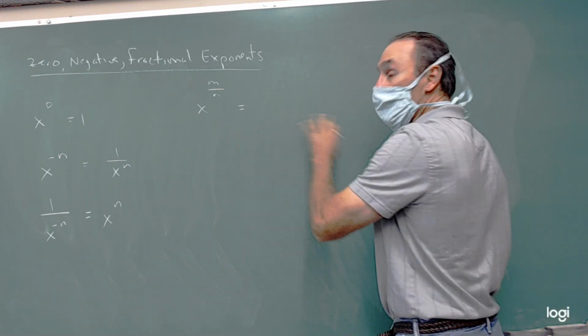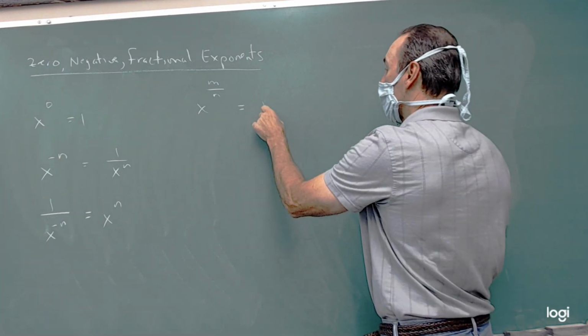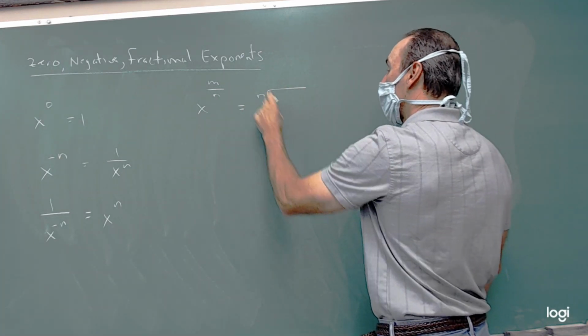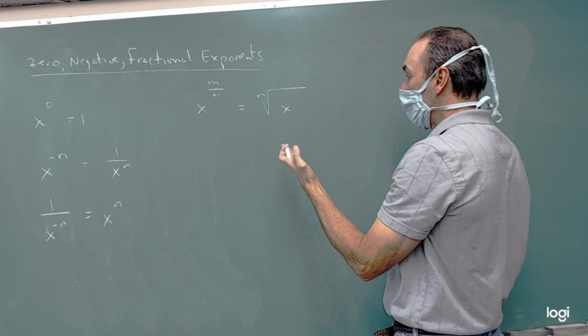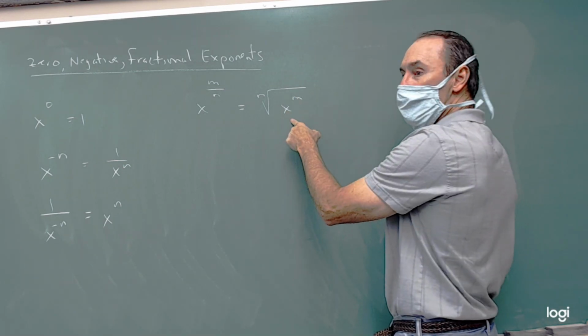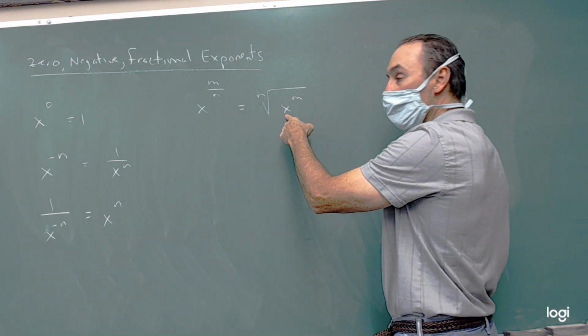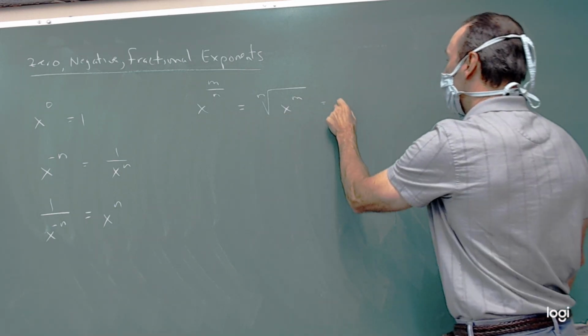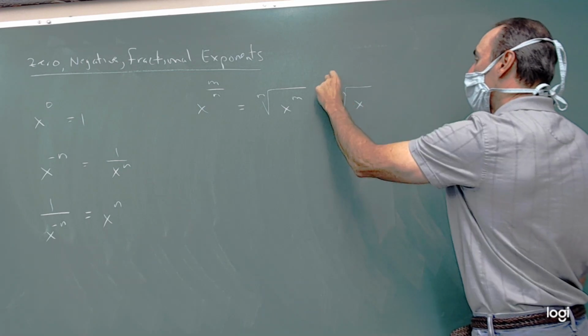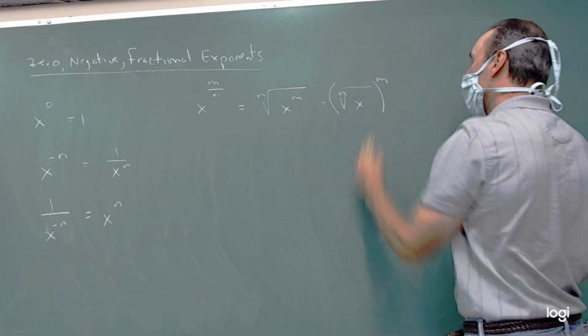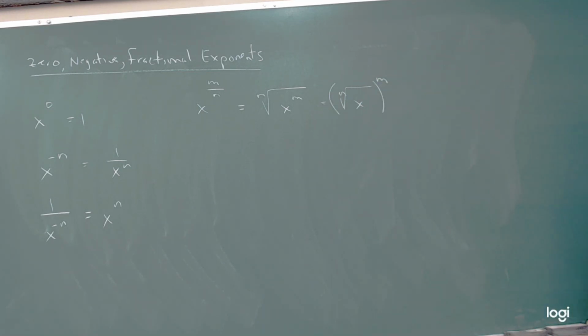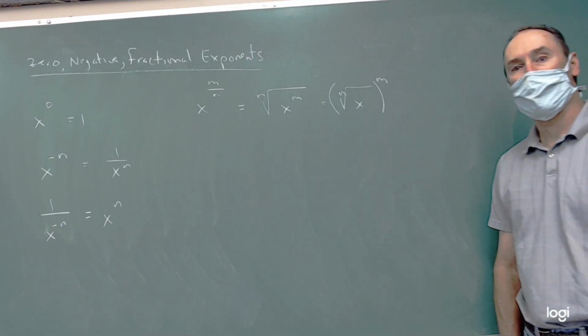The nth root of x to the power of m. Good. And we can do it either order. You're exactly right. So the denominator becomes the root, and you can either put the m in here, which means you're going to take it to the m power first, and then take the nth root, or we could take the root first, and then take the result and raise it to the m. So the order you do that in doesn't make any difference.